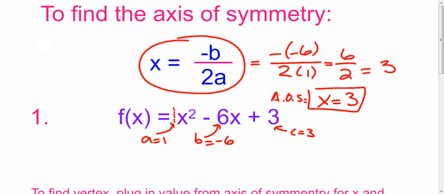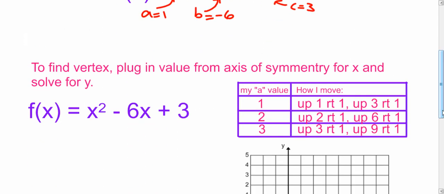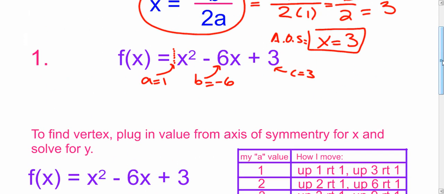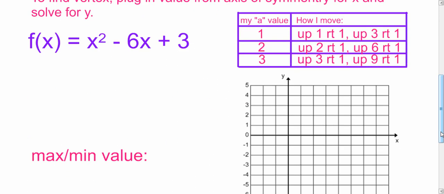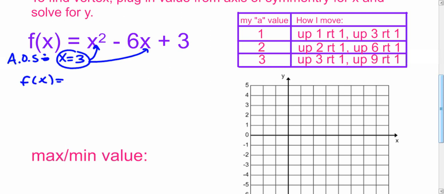Okay, then I'm going to use that axis of symmetry in order to find the vertex. So I will plug that value back into the equation in order to find the vertex. So my axis of symmetry was x equals 3. I'm just going to carry this down. Okay, I'm going to go ahead and plug that x value into my function again. So f of x then would be 3 squared minus 6 times 3 plus 3. So 3 squared is 9, minus 18 is negative 9, plus 3 would give me negative 6.